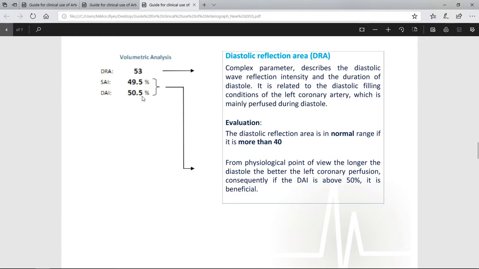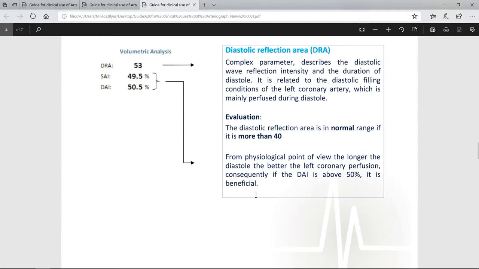From a physiological point of view, the longer the diastole, the better the left coronary perfusion. Consequently, if the diastolic area index is higher than 50%, it is beneficial.